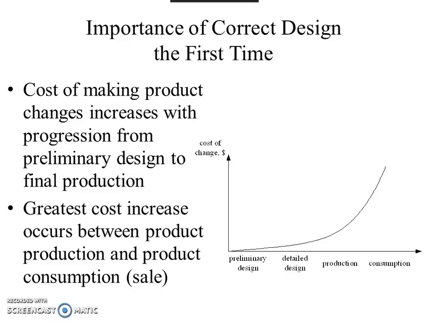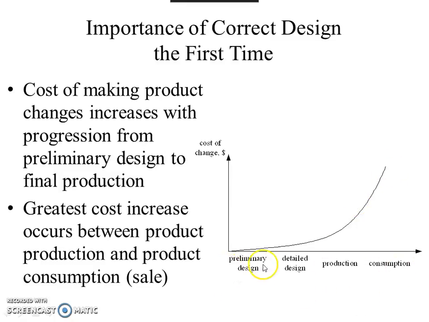And as I said, the reason that we do engineering analysis as part of the design process is because the cost of making a product change increases with the progression from the preliminary design to the final design. So we see this chart here where on the x-axis we have time, so preliminary design, detailed design, production, consumption, and then on the y-axis we have the cost that is required or that is incurred by making a change, and you can see this curve shoots upwards as we get farther in time.